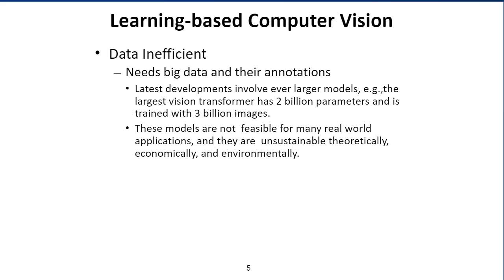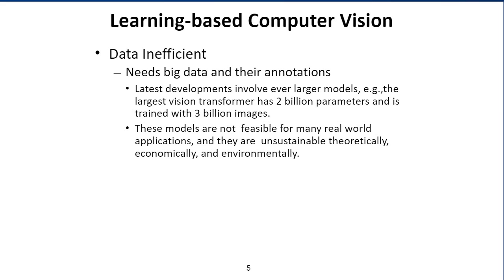For example, at present, the largest vision transformer has 2 billion parameters, and it needs 3 billion images to train the model. These kinds of large foundational models are not feasible practically because in many real-world applications, we never have enough data, and we are never able to acquire a large amount of annotations. And more importantly, these kinds of large foundational models are not sustainable theoretically, economically, and environmentally. So this is one major limitation with existing deep learning-based computer vision, which is data inefficiency.